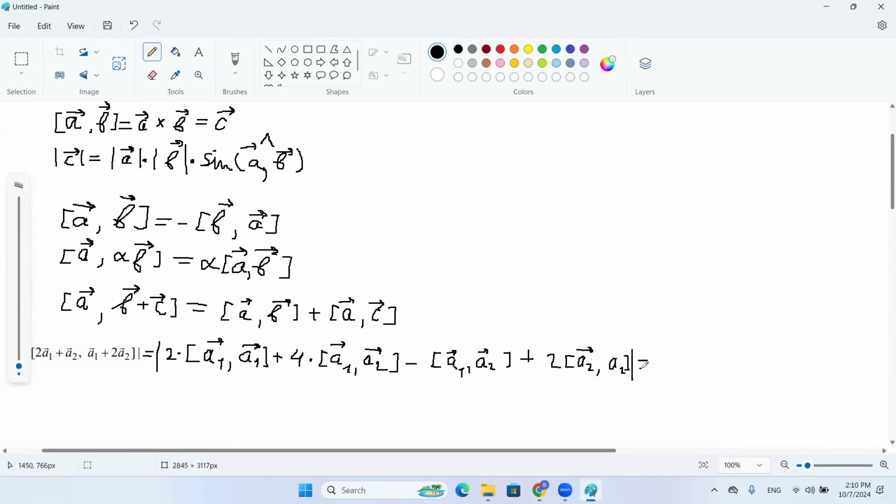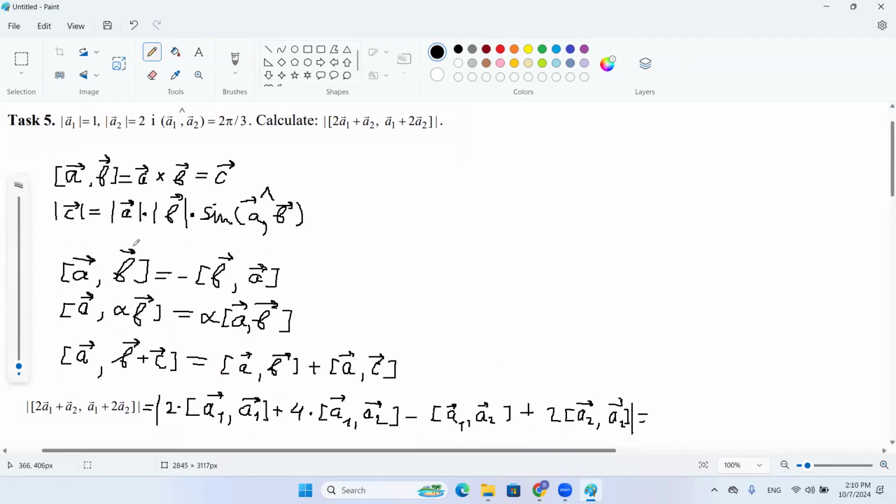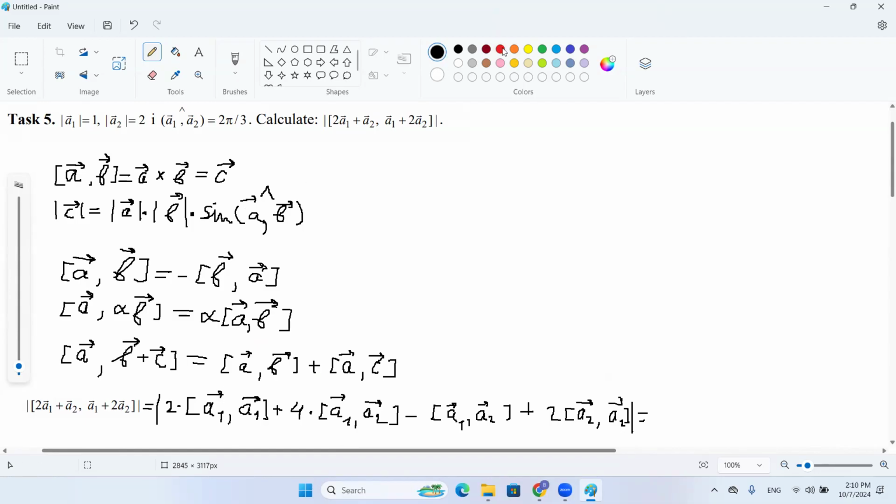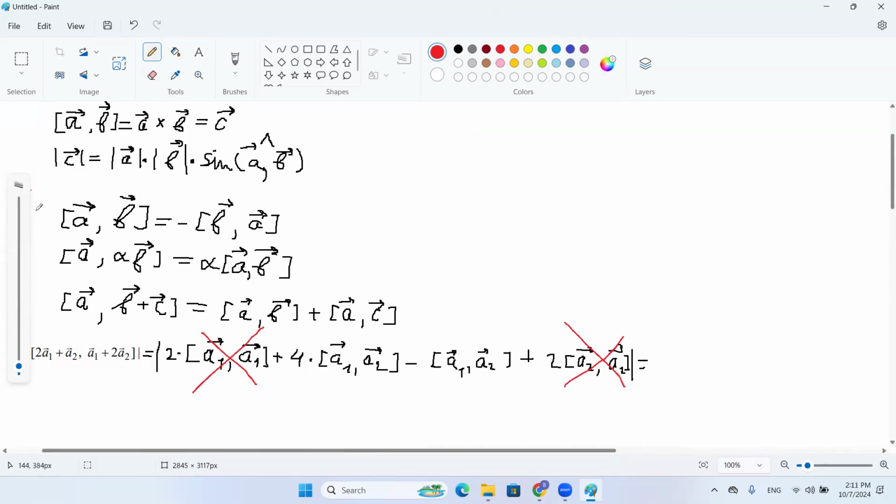Yeah, let's simplify. By the way, how can we simplify? Maybe some of these components will be eliminated. Yeah, 4 multiplying by a1 a2 minus a1 a2 will be 3 multiplying by a1 a2. And what else? The first and last terms we just multiply by 1. Are you sure? Module of the vector product equals the product of their modules multiplied by the sine of the angle between these vectors. What is the sine between a1 and a1? 0. Yeah. So we eliminate these components, and our task becomes much simpler.